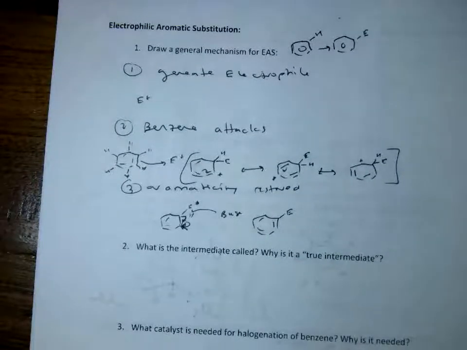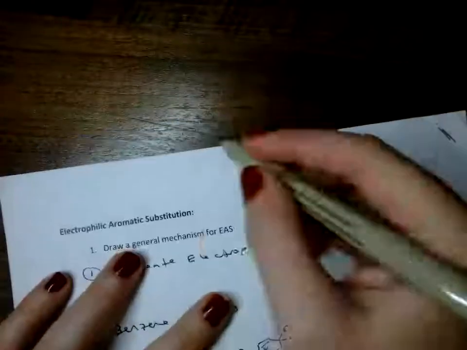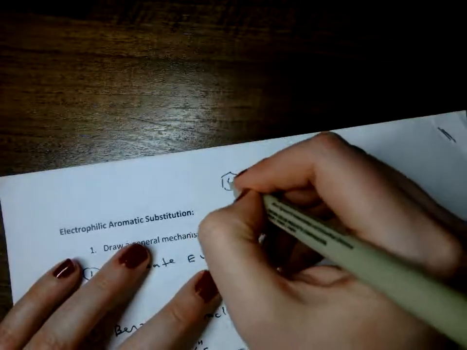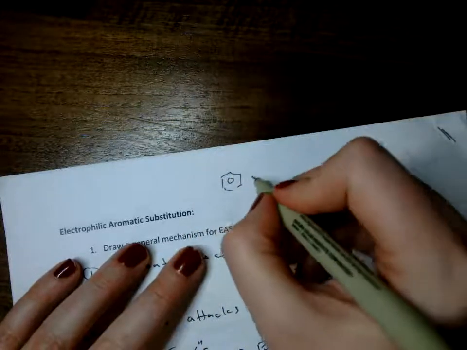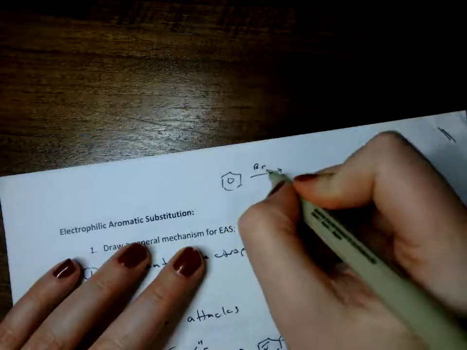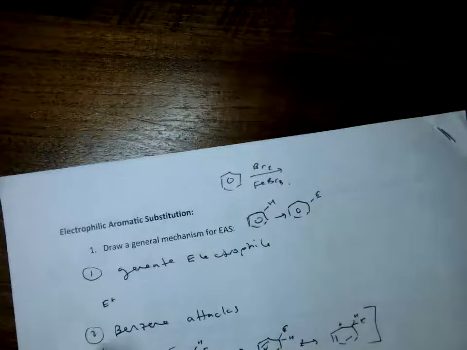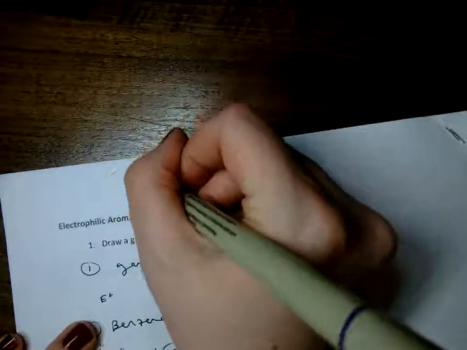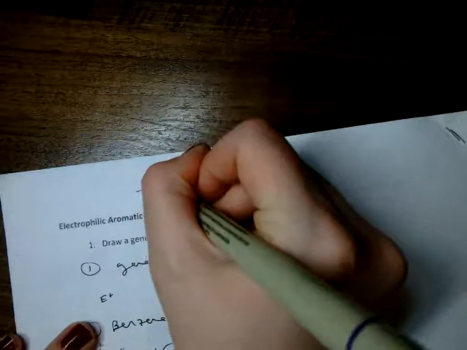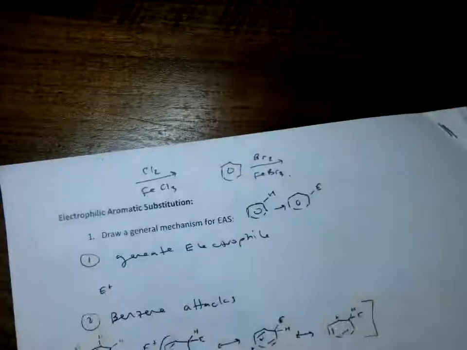But I want to draw a little bit more detailed mechanism. So I'm going to use a pink marker, and I'm going to say, what if we reacted, this is a purple marker, benzene with Br2 in the presence of FeBr3. This would be really similar if you used Cl2 in the presence of FeCl3 or also AlCl3.